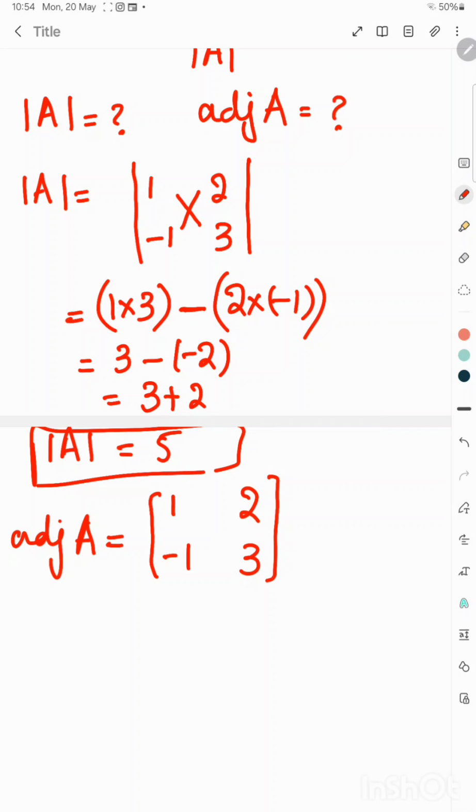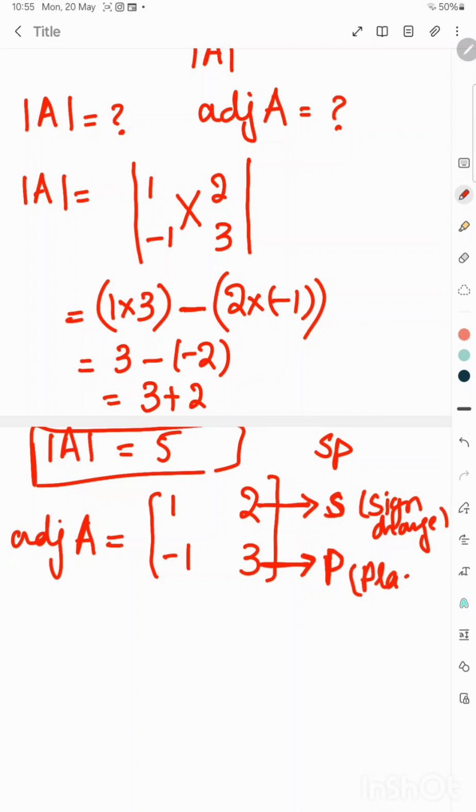And here I will show you a little trick so you don't get confused. You have to write S here and P here. You just have to remember SP, S here and P here, with these numbers. Now why do I write SP? Because here S means sign change and P means places interchange.